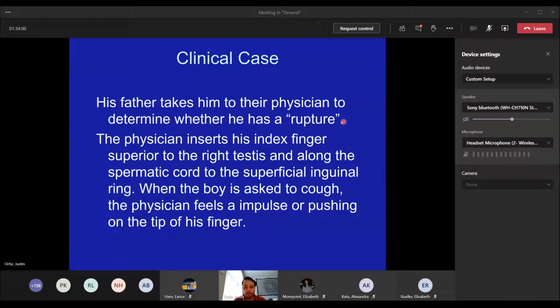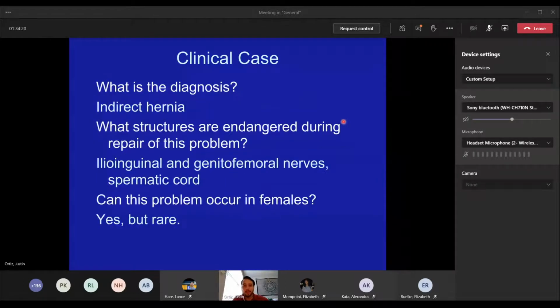Okay, so basically, the only thing I would note is that the tip of the finger is going to be associated with an indirect hernia, and the side of the finger is associated with a direct hernia, right? So again, in this one, it says that the physician is feeling an impulse pushing in the tip of his finger. If you feel it in the tip of the finger, it's basically going to be an indirect hernia, like he stated here.